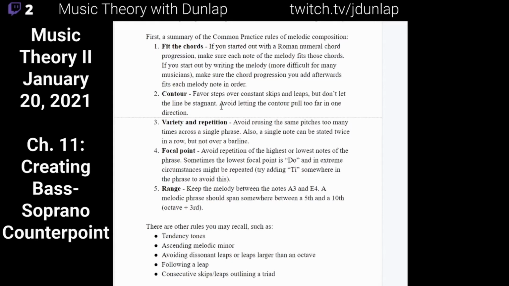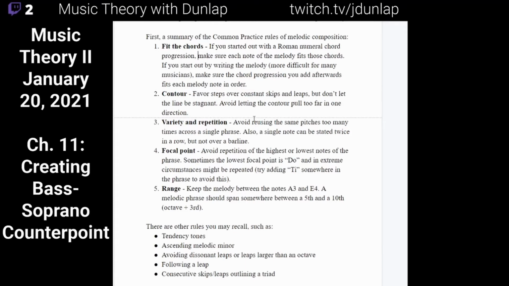Avoid letting the contour pull too far in one direction. So it's a lot of course correction as you're writing a nice contour. Variety and repetition, so don't use the same pitches too many times across a single phrase. That might sound familiar. And also, you can repeat a note, say C, C.